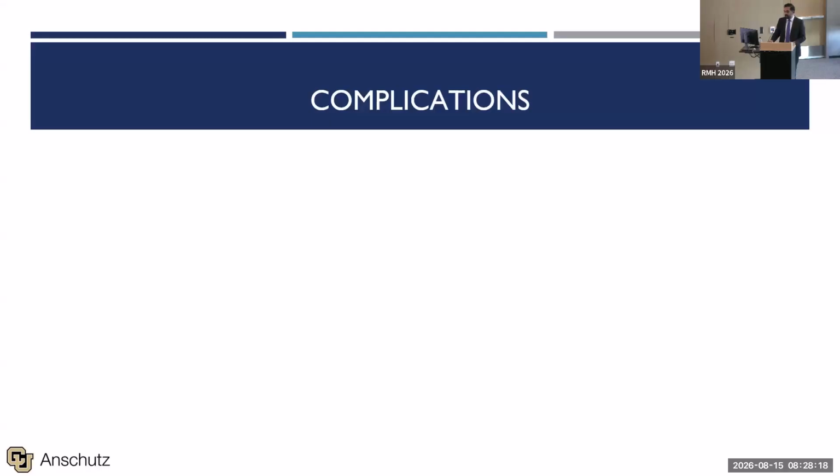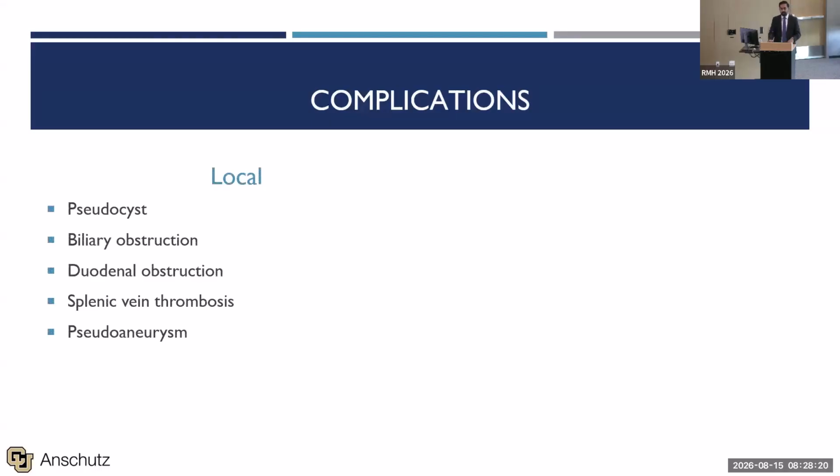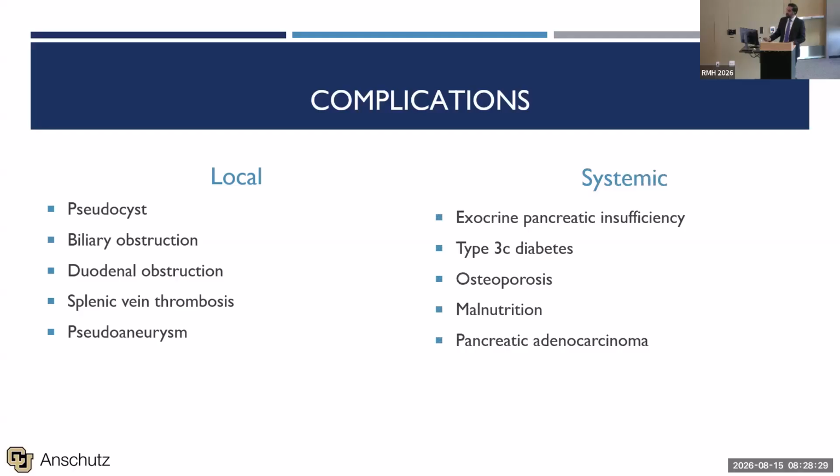Now, what are complications? And these are complications that you can see from acute pancreatitis as well as chronic panc. You can have pseudocysts, biliary obstruction, duodenal obstruction, splenic vein thrombosis, and pseudoaneurysms. Obviously, a lot of those can be very concerning in the acute setting, but the systemic complications can also be long-term. So we talked about exocrine pancreatic insufficiency, diabetes, osteoporosis, malnutrition, and pancreas cancer. And these are kind of all the things when we're seeing patients in clinic, what we want to be thinking about is how can we prevent some of these things, or at least keep an eye on them.